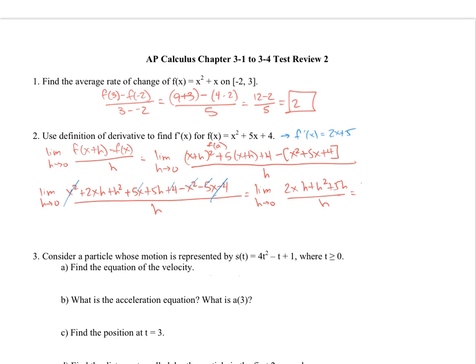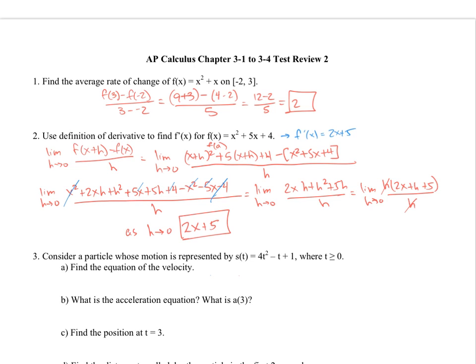Well, they all have an h in common, so let's take that out. So the limit as h goes to 0, and then we end up with 2x plus h plus the 5, and we reduce it here over h. Now, as h goes to 0, we're going to end up with 2x plus the 5 because the h will reduce out. So there is our derivative.